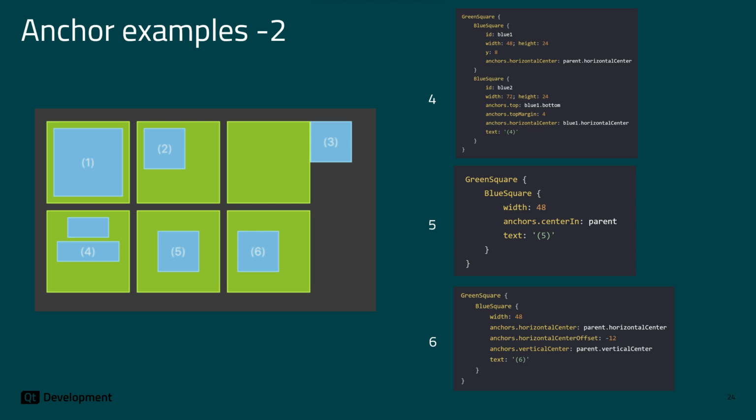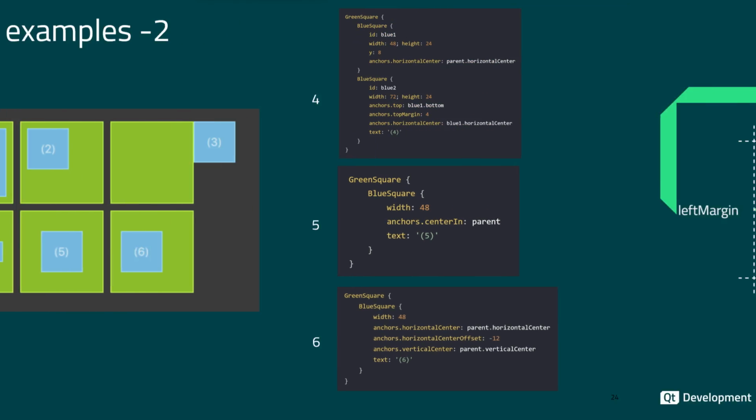In the last example, the blue square is centered according to the anchor usage, but when the horizontal center offset is introduced, it gets pushed left for 12 pixels.